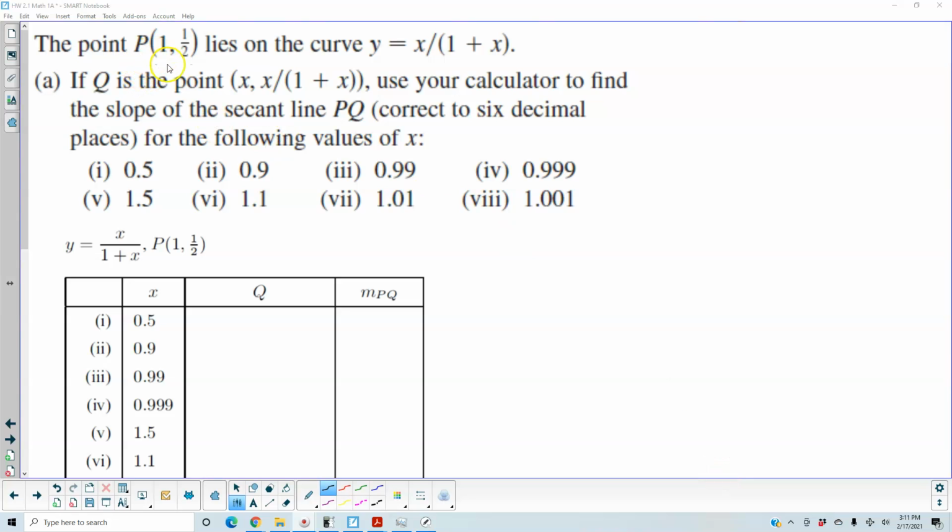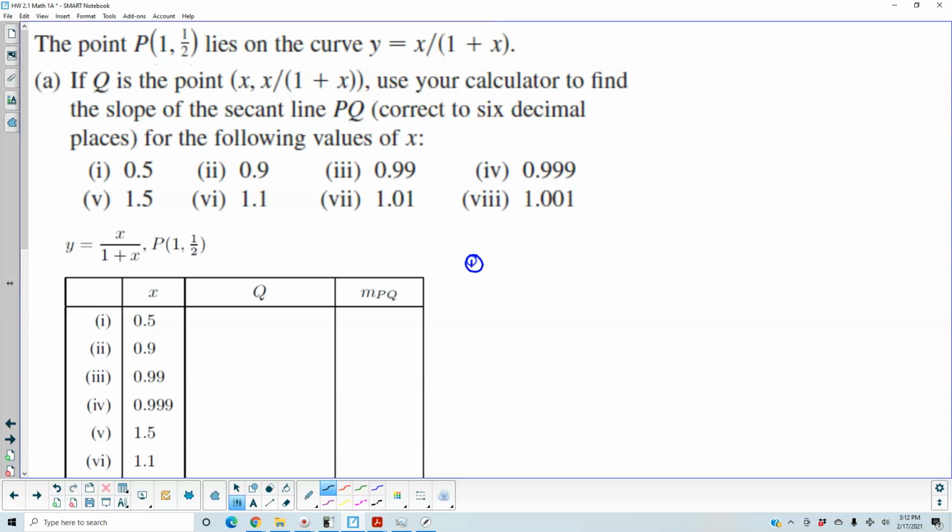Okay, the point P(1, 1/2) lies on the curve y = x/(1 + x). If Q is the point with x-coordinate x and y-coordinate x/(1 + x), you want to use your calculator to find the slope of the secant line PQ, correct to 6 decimal places, for the following values of x. So let's just take a look at how we would solve by hand first, and then I'll show you how to use the calculator.